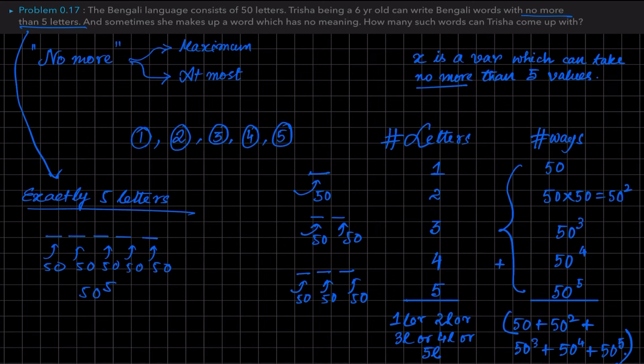So in total, as the choices are independent, as we have seen previously, it's 50 to the power 5. I guess you could understand the difference between the solution of this problem and the one where we replace "no more than 5 letters" with "exactly 5 letters". So this was an interesting problem. Let's move on to the next problem, a new variant of the same style of problems.